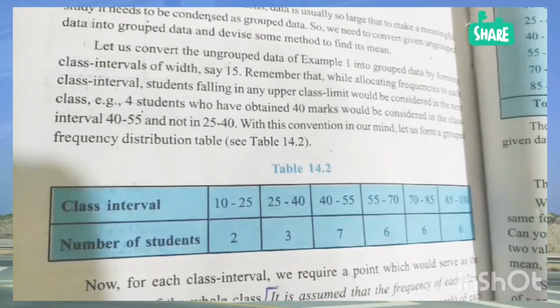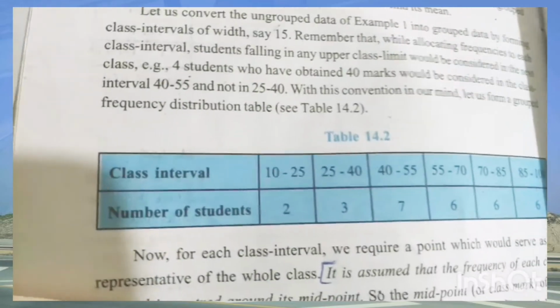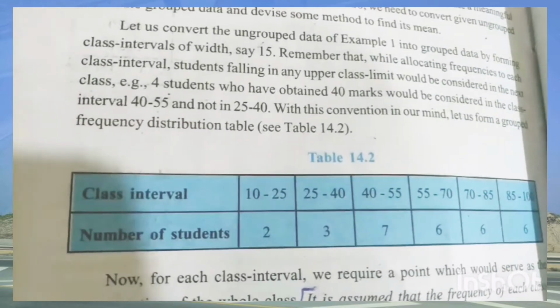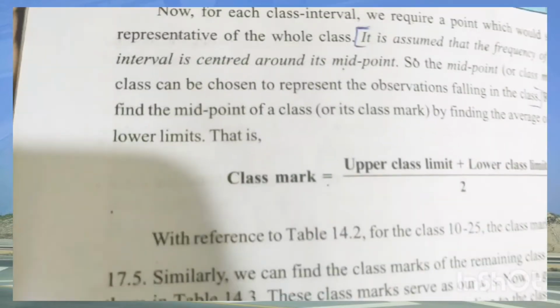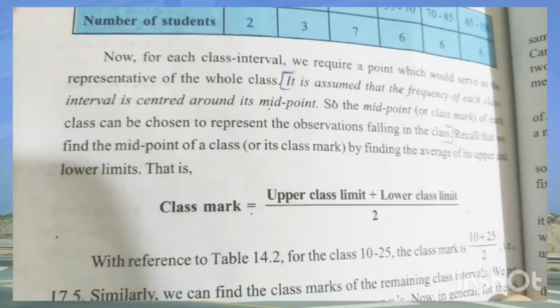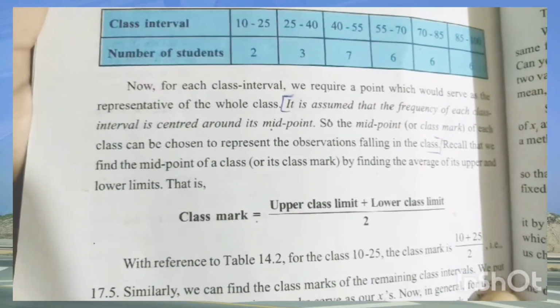But what is the value of xi? Fi is given, but what is the value of xi? If your information is given in class interval form, then xi we need to find first. That xi is called the class mark, and it is equal to upper class limit plus lower class limit divided by 2. Class mark means upper class limit plus lower class limit by 2.